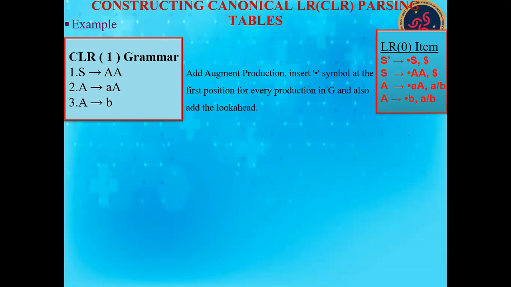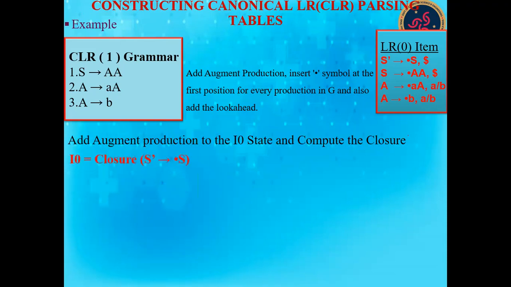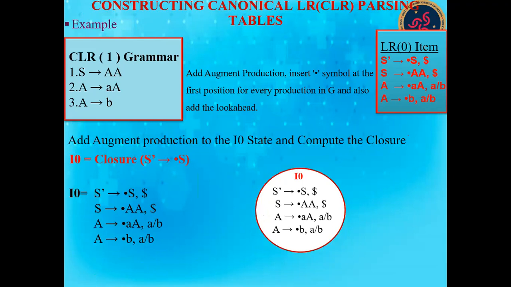LR1 items. Okay, so after finding out the closure of every production, we can take these productions as the initial state, that is I0. So I have found out everything for the state. The same thing is done here. So here I have my state I0, that is the initial state. The same productions are taken as the initial state.